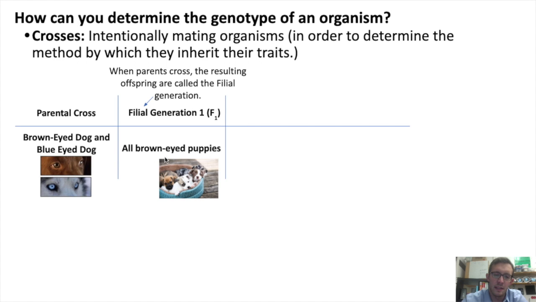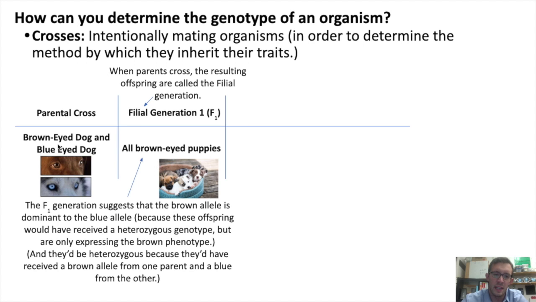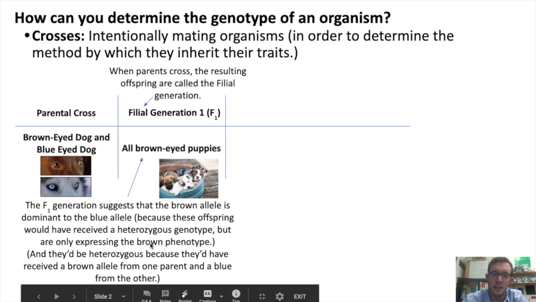Well, in this case, the fact that all of the filial generation had brown eyes would suggest that the brown allele in dogs is dominant to the blue-eyed allele. And it would suggest that because if this were the case, these offspring, this F1 generation, would have received a heterozygous genotype. That is, they would have received a brown allele from one parent and a blue allele from the other parent, but they'd only be expressing the brown allele, which suggests that the brown allele is dominant.